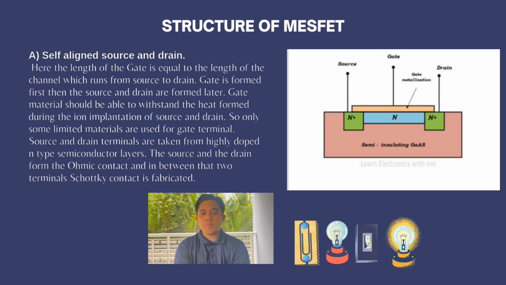So only some limited materials are used for the gate terminal. Source and drain terminals are taken from highly doped N-type semiconductor layers. The source and drain form ohmic contacts, and between these two terminals a Schottky contact is fabricated.